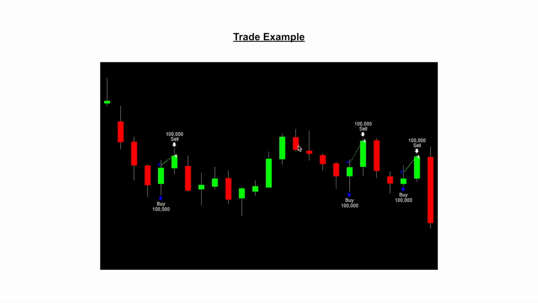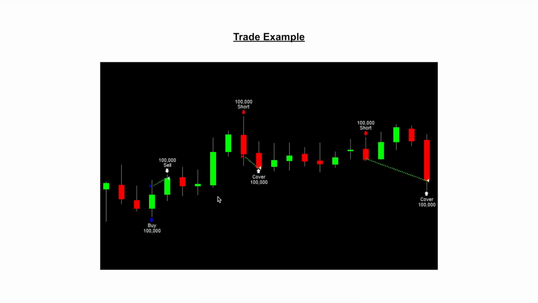Similar sort of scenario here. It wasn't until we got here that the high of the previous red bar was actually broken and we got in the trade here, and then again after that next session we took some profit. Similar scenario here, and again 1 day later we took some profit. Again, here we've got another long example, and here we've got some short examples.